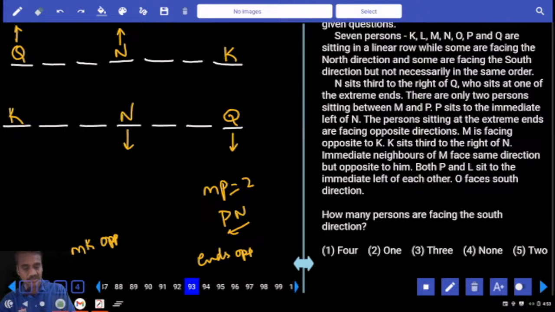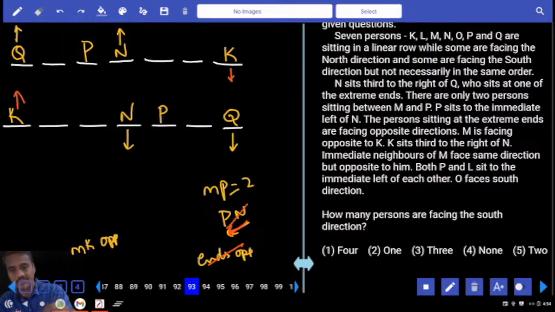Then coming back to this, P is to the immediate left of N. Look here, how we wrote the arrow, from this side to that side, left. That is why, so that direction does not confuse us, we should write it here. Then next one. Then the persons at the extreme ends are facing opposite. Then here Q is south and K is north. Ends opposite. N and P is done.